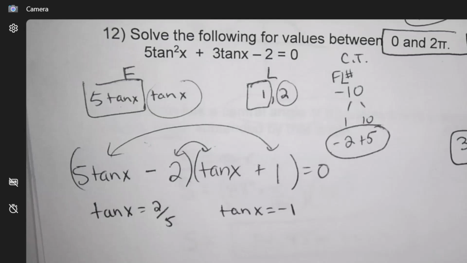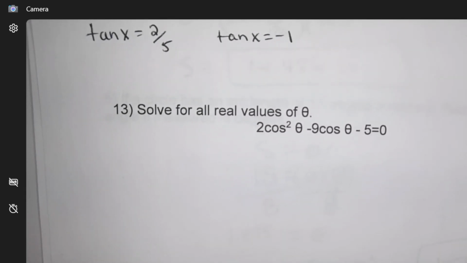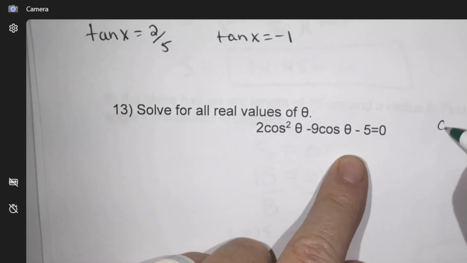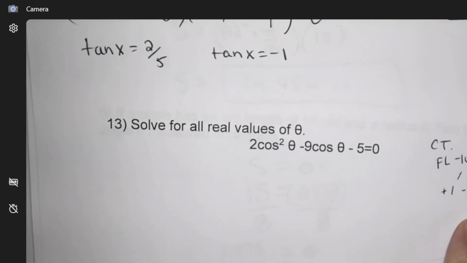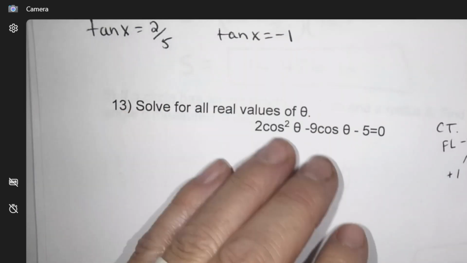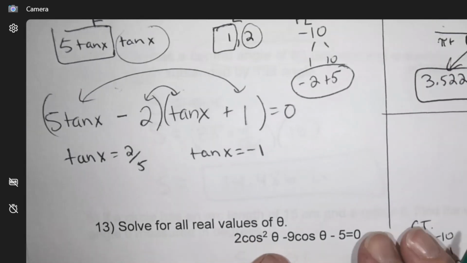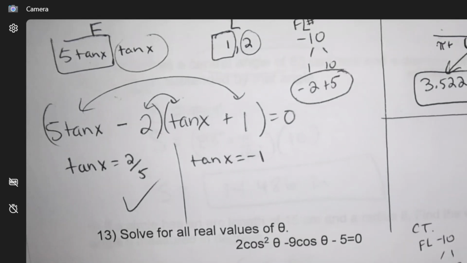Okay, last one. Solve for all real values. Okay, this one would be a complex trinomial. Are we doing the -1? Oh, yeah, that'd be a good idea. Okay, sorry. We answered this one. Best to answer this other one.